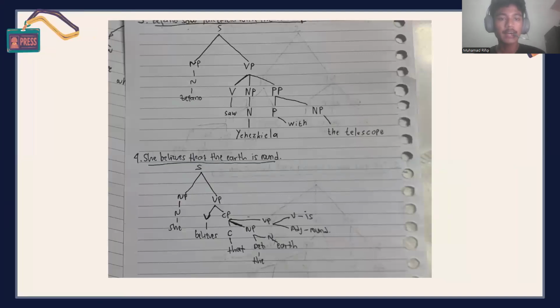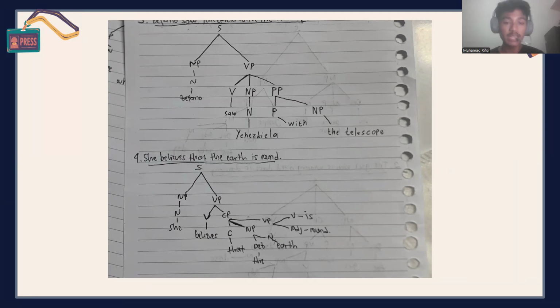The next, ada noun phrase dan verb phrase dibagi dua lagi, yaitu noun phrase-nya itu Zivano sebagai noun-nya, dan verb phrase dibagi tiga lagi, yaitu ada verb, noun phrase, dan prepositional phrase. Untuk verb-nya yaitu ada saw, dan noun phrase-nya itu ada determiner yaitu the, dan noun-nya itu ada Yeskila. Terus prepositional phrase itu dibagi dua lagi, ada preposition itu adalah with. Dan noun phrase itu ada the telescope. Dan the telescope ini kita dibagi dua lagi untuk noun phrase-nya, yaitu noun dan determiner. Noun sebagai telescope dan determiner itu sebagai the.